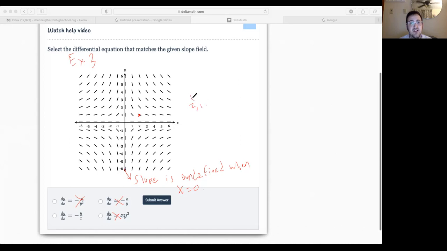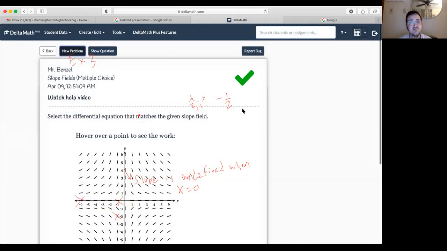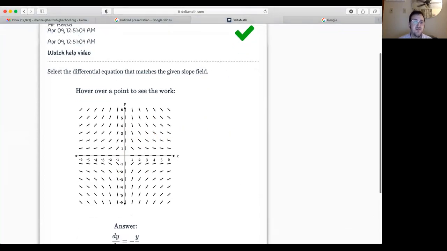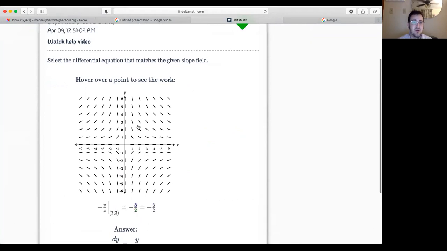And that's our X and our Y coordinate. And I'm just going to try that out. So I'm going to do a negative, it's going to be a 1/2. And sure enough, that does look like a negative 1/2 for our slope. So it does work okay. So I'm just going to choose that answer choice and submit. And the solutions do kind of show you as well how the solutions work.